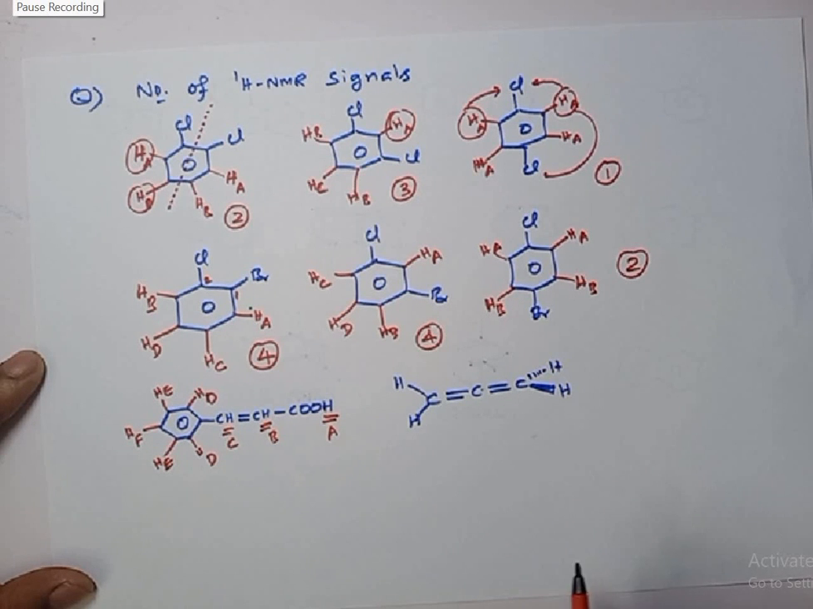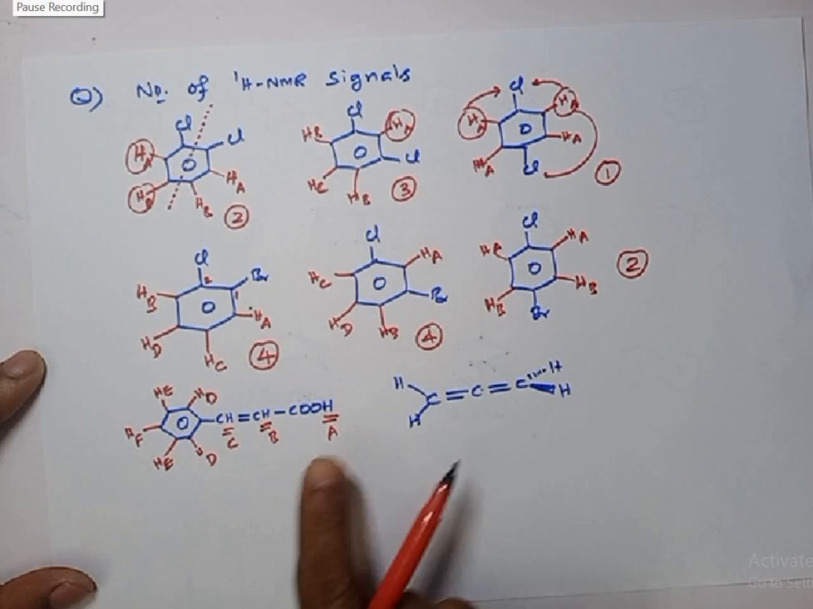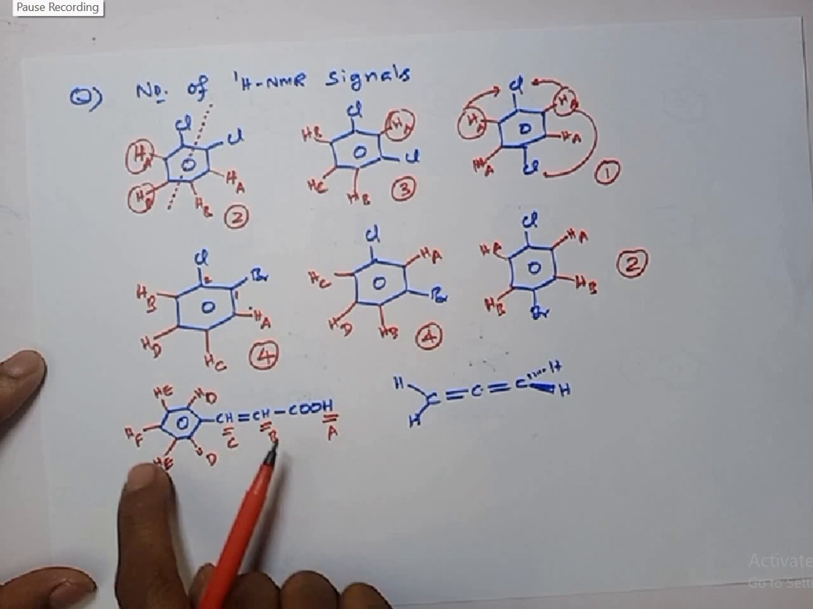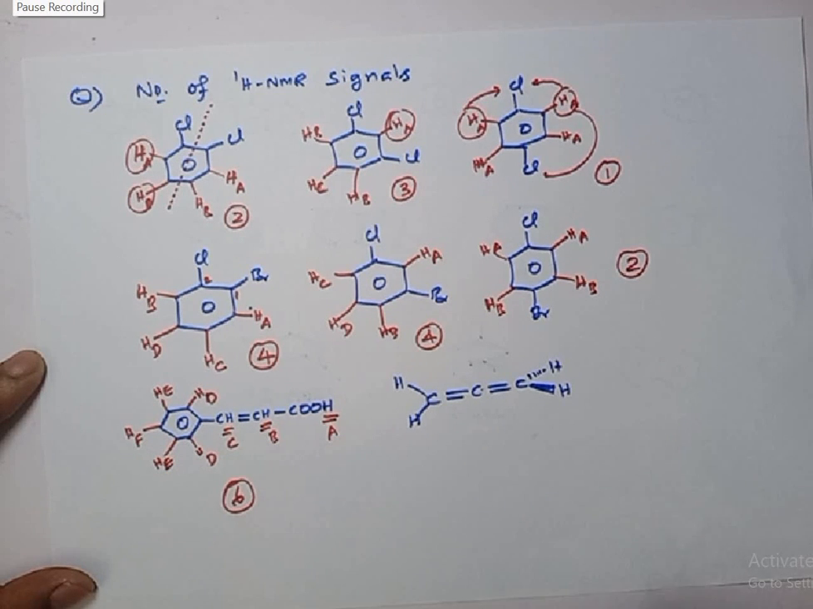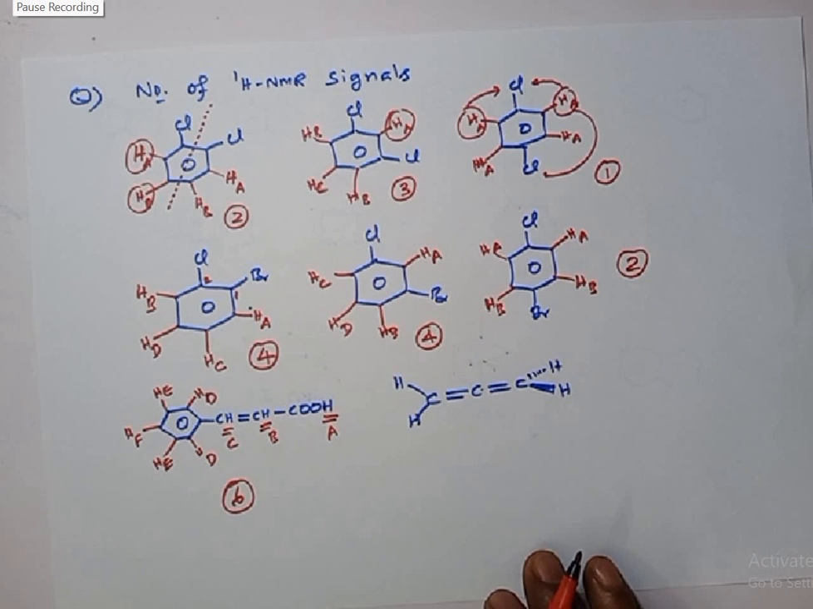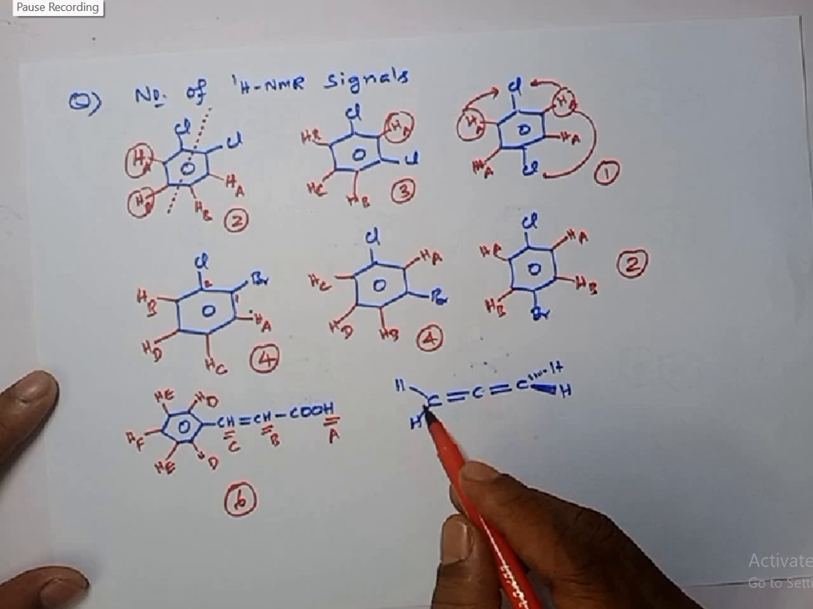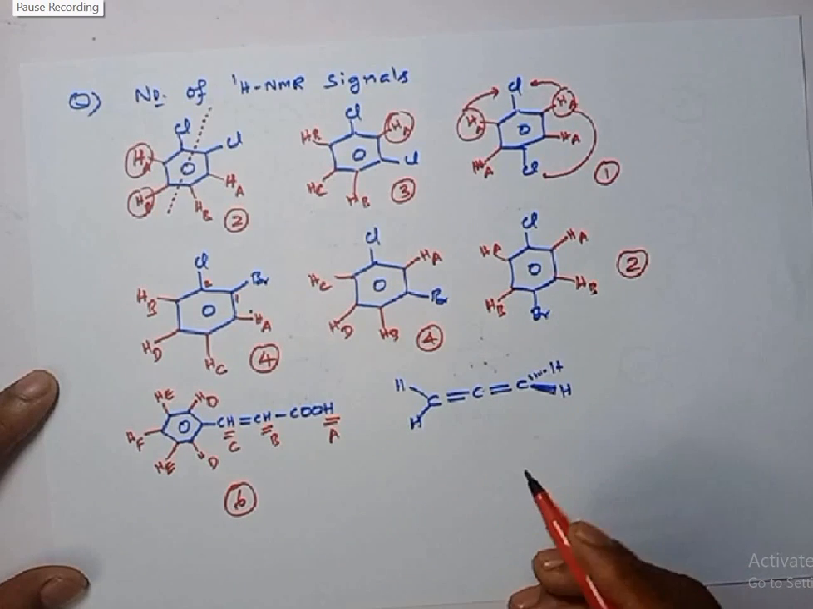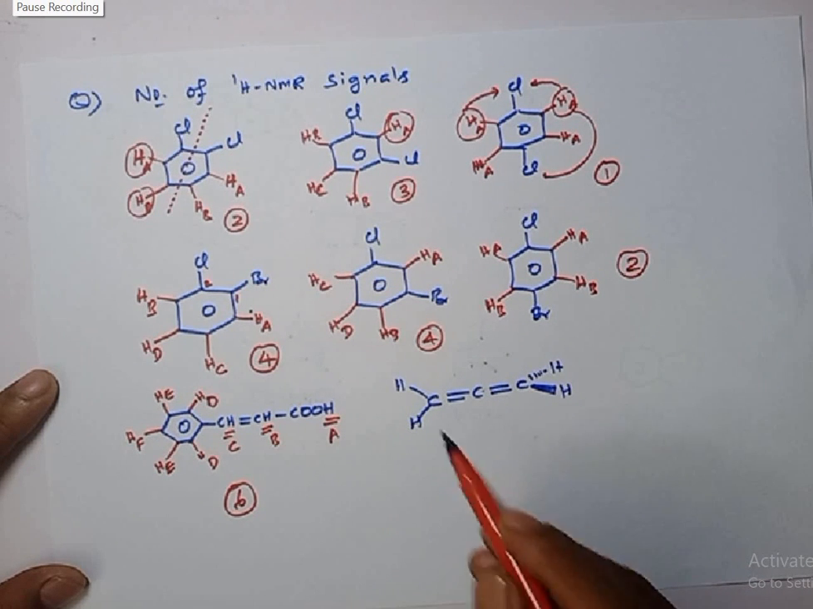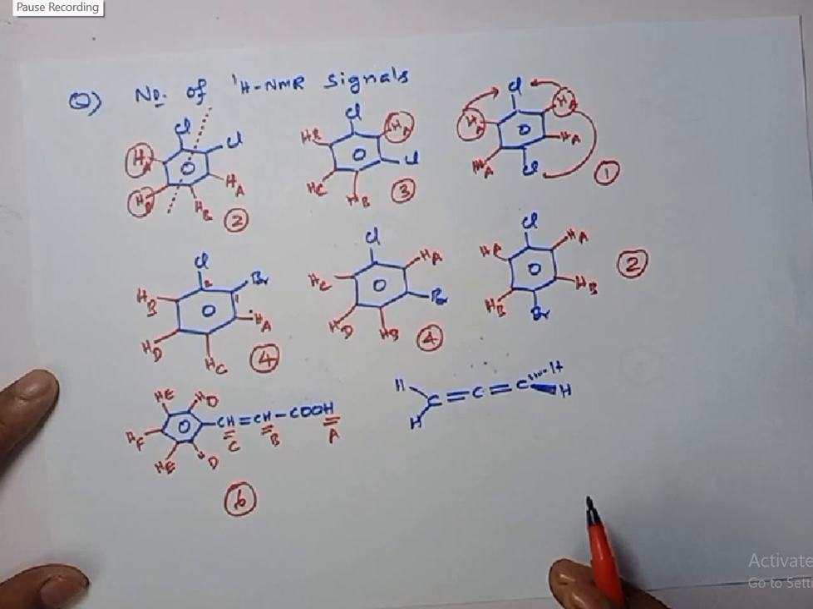Okay, so this compound has 1, 2, 3, 4, 5, 6 different types of protons. So we get 6 signals in the proton NMR spectrum of this compound. Right? In allene, we have a plane of symmetry as well as C2 symmetry. So all the 4 hydrogens are equivalent.